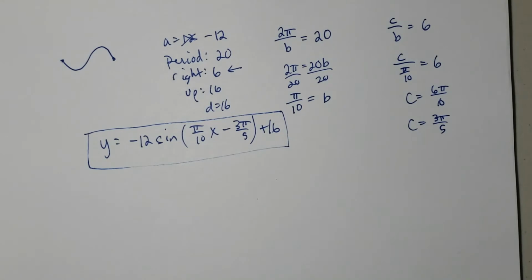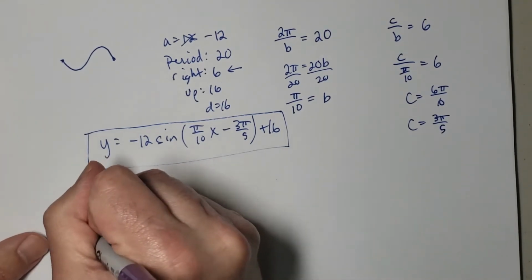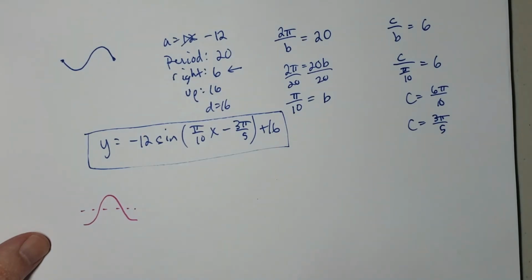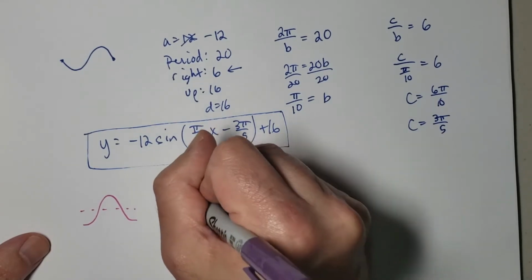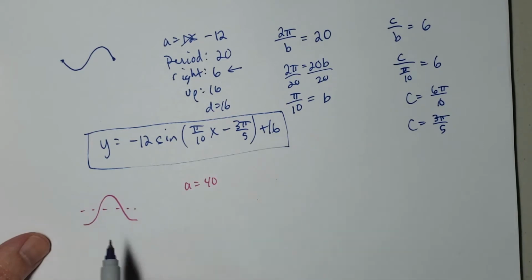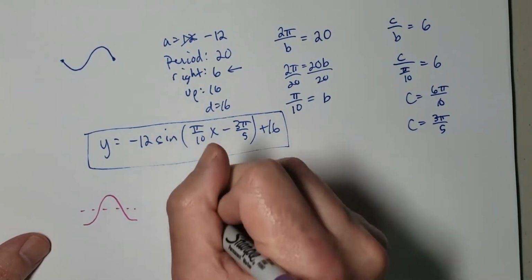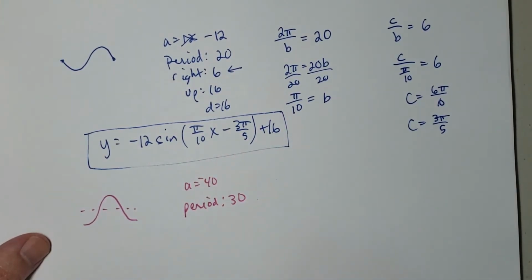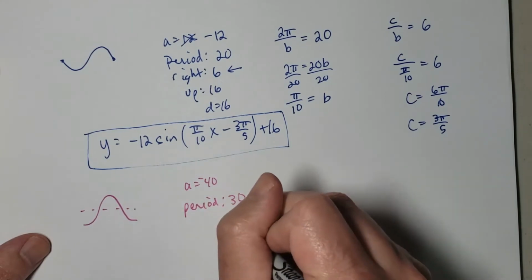All right, number 4, a cosine function that starts at its minimum. Okay, so it's going to look like this. Amplitude of 40. But this is a negative cosine, so it's going to be negative 40. A is going to be negative 40, period is 30. It is not shifted left or right, but it is shifted up 32.